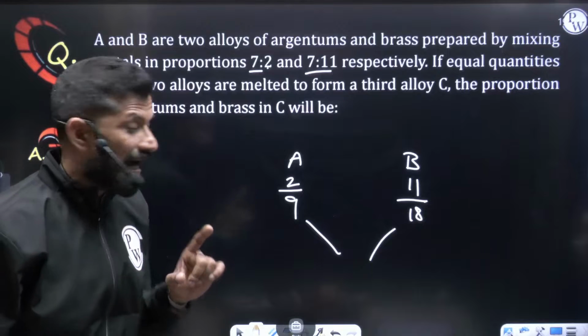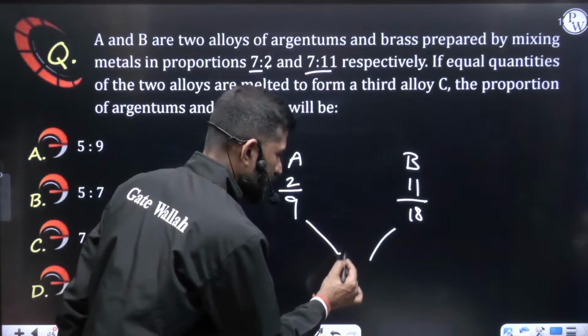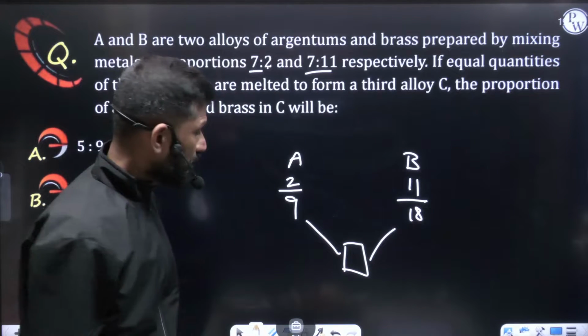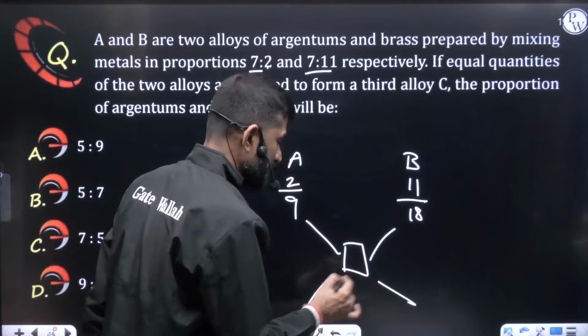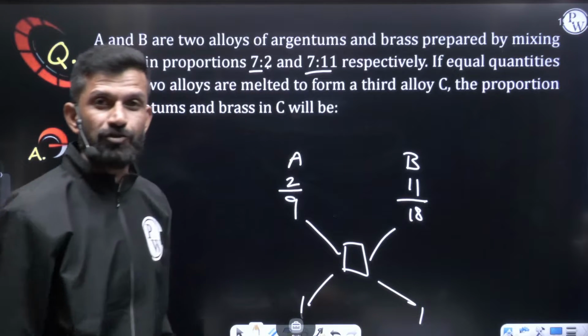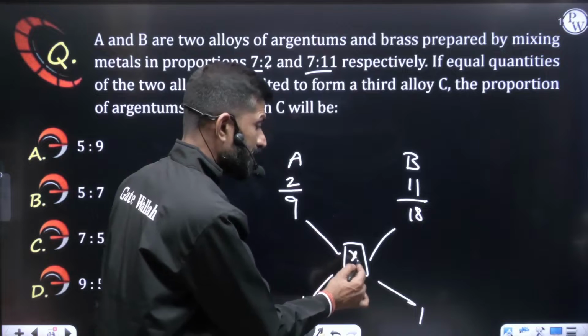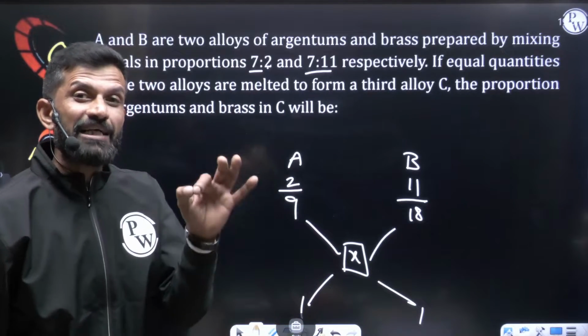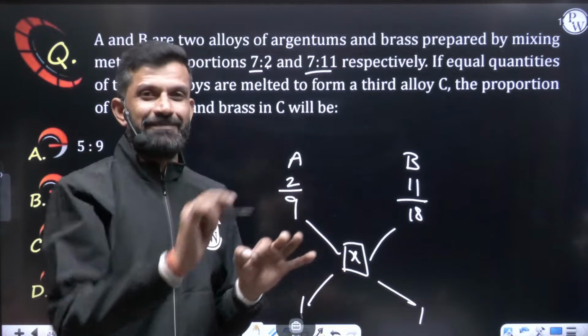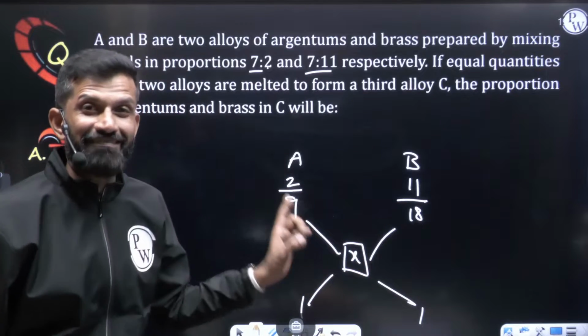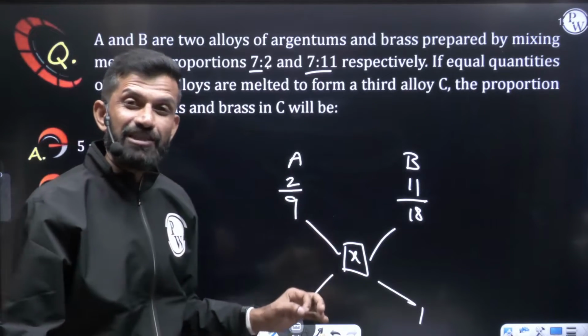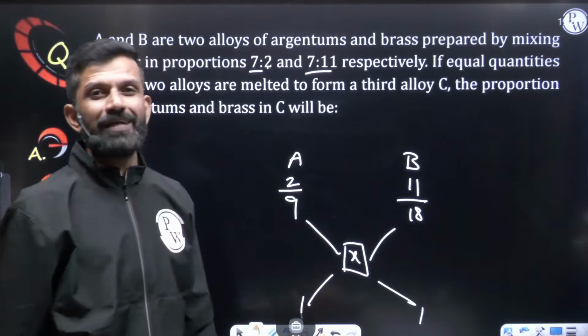New alloy, how much brass should be there? We don't know that. We know one thing: this value we don't know, here the value we don't know. But both are equal quantity, which means they are mixed in the ratio of 1:1. So let us write X over here. X is actually the brass in alloy C. Be careful about that, don't write that value as it is.